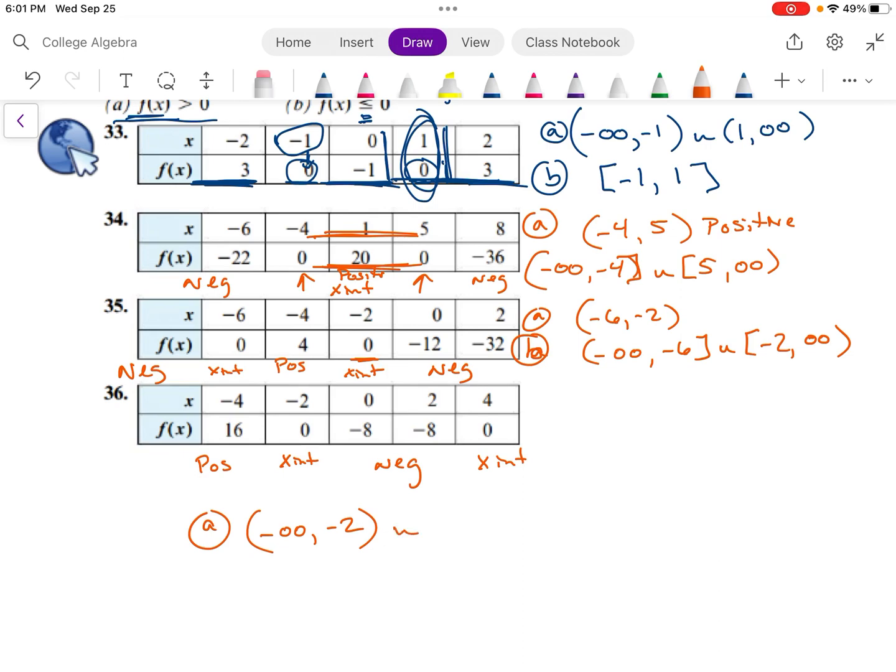Now, we'd also be able to say from the other side of this x-intercept to the right there, it's going to be positive as well. Since there's already a negative zone here in the middle between the x-intercepts, that means there's two positive things on the outside. So union would be 4 to infinity. Part B, we would say between -2 and 4 is when I'm negative.